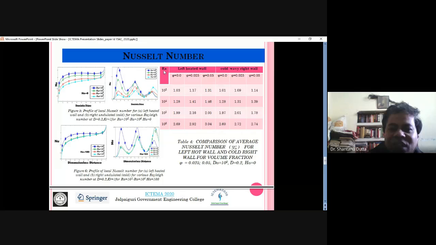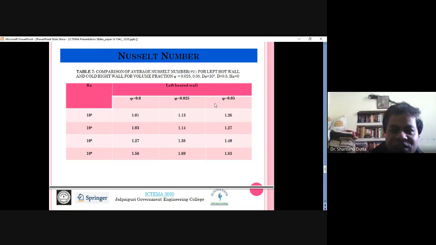And this is the comparison of average Nusselt number for the left hot wall and cold right wall for two volume fractions, 2.5% and 5%. So Darcy has been chosen as 1, D is 0.2 and HA is 0. For the left heated wall these are the values, and for the cold right wall the values are lesser.